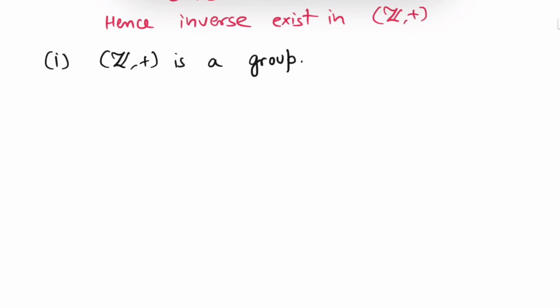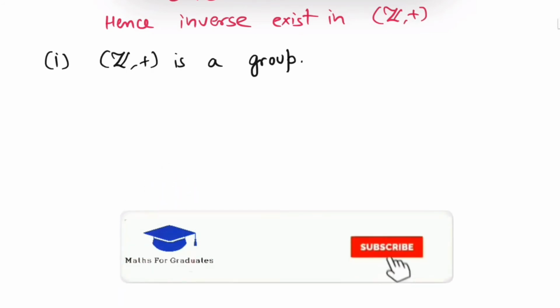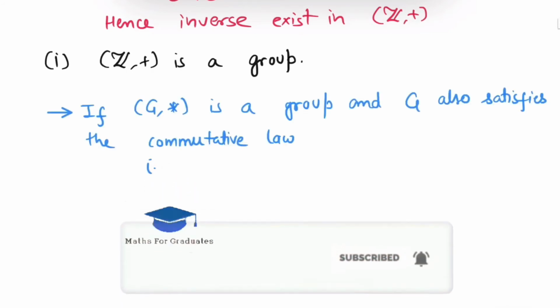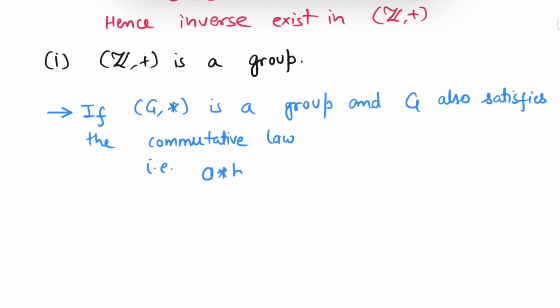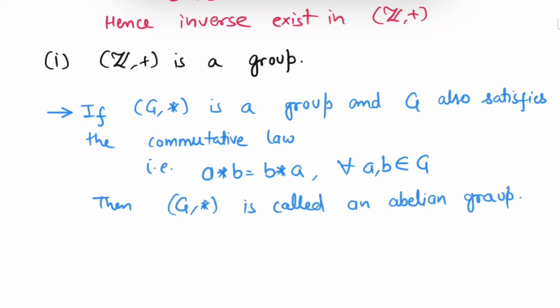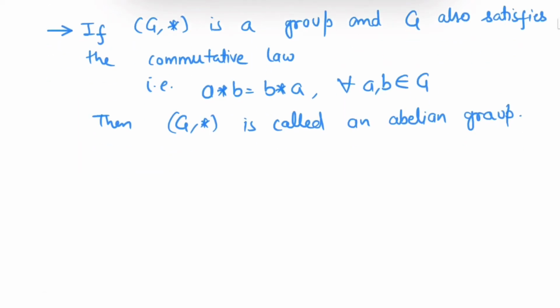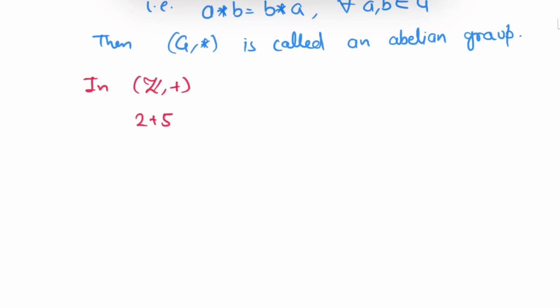If (G, star) is a group and G also satisfies the commutative law, that is A star B equals B star A for all A, B belonging to G, then G is called an abelian group. It is named after the mathematician Abel. And we know that in (Z, plus), 2 plus 5 equals 5 plus 2. That means in (Z, plus) the commutative law holds, hence (Z, plus) is an abelian group.